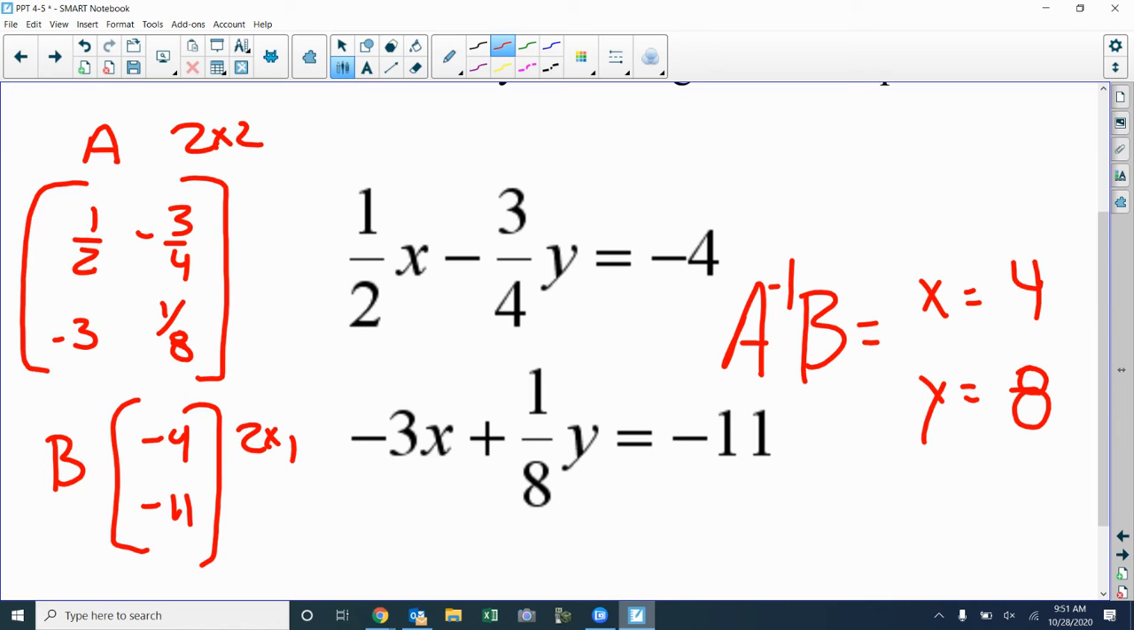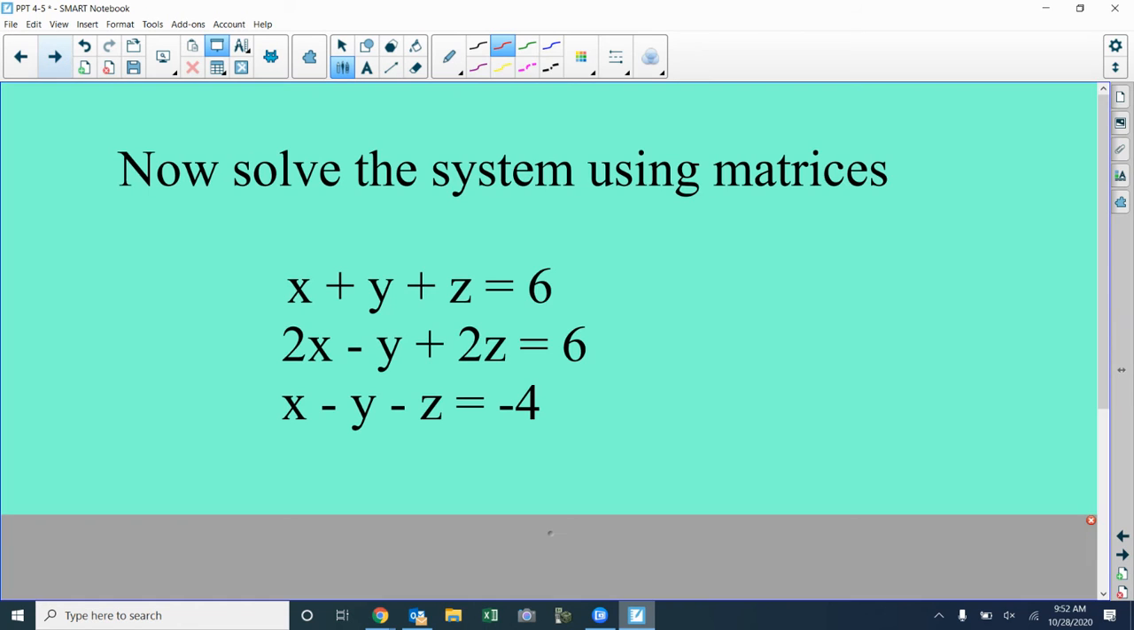Woo-hoo! That would take me probably at least 5 minutes with fractions, or probably 3 to 4 minutes. And then I would probably mess it up. I like it. I like the matrix equation. I think it's pretty slick. Why are we doing this?